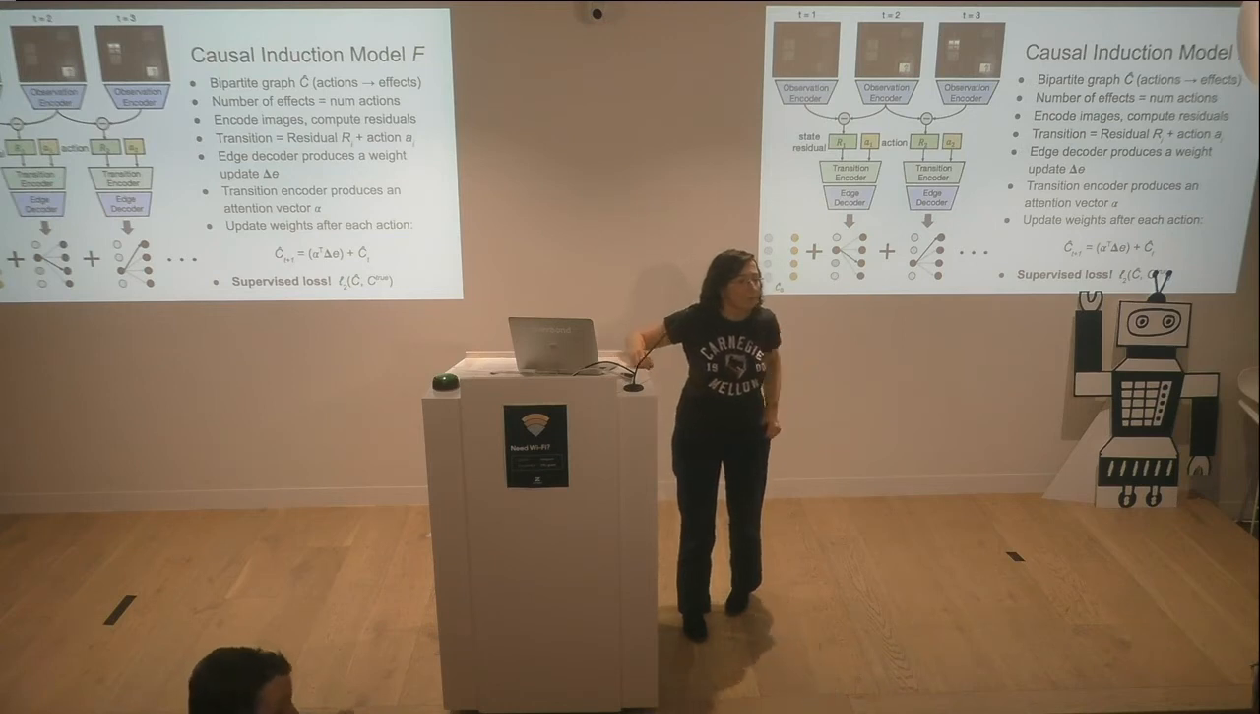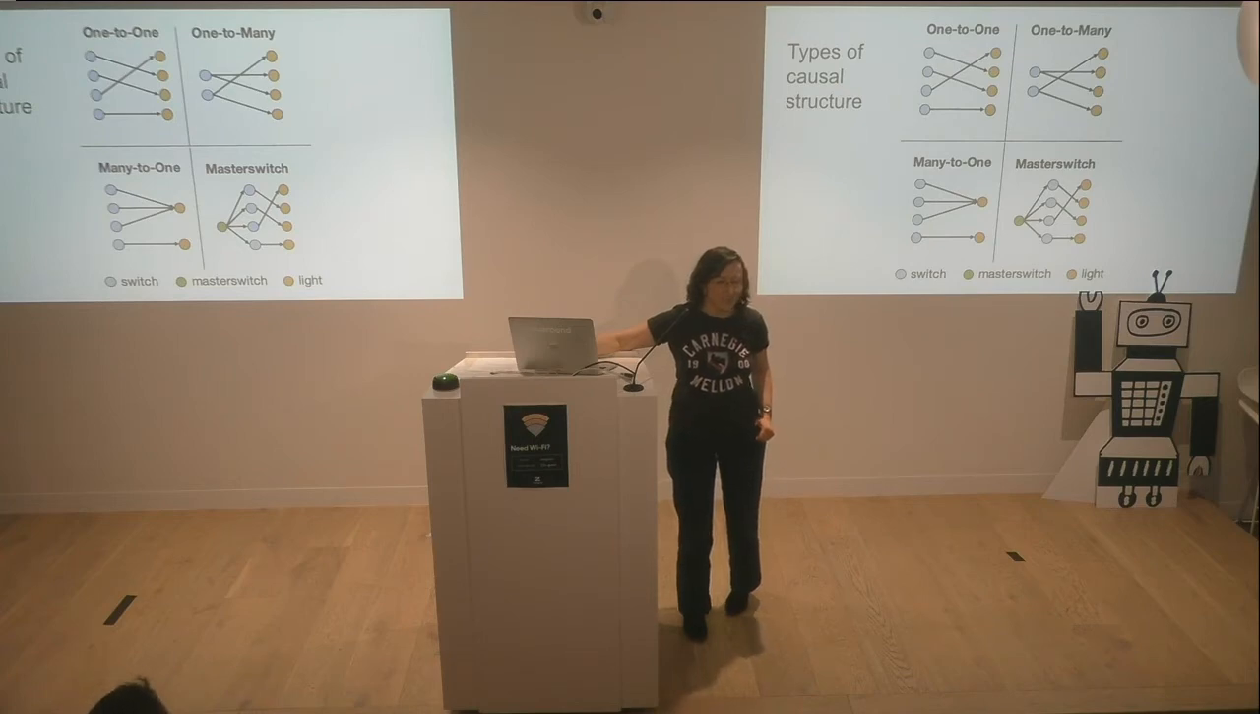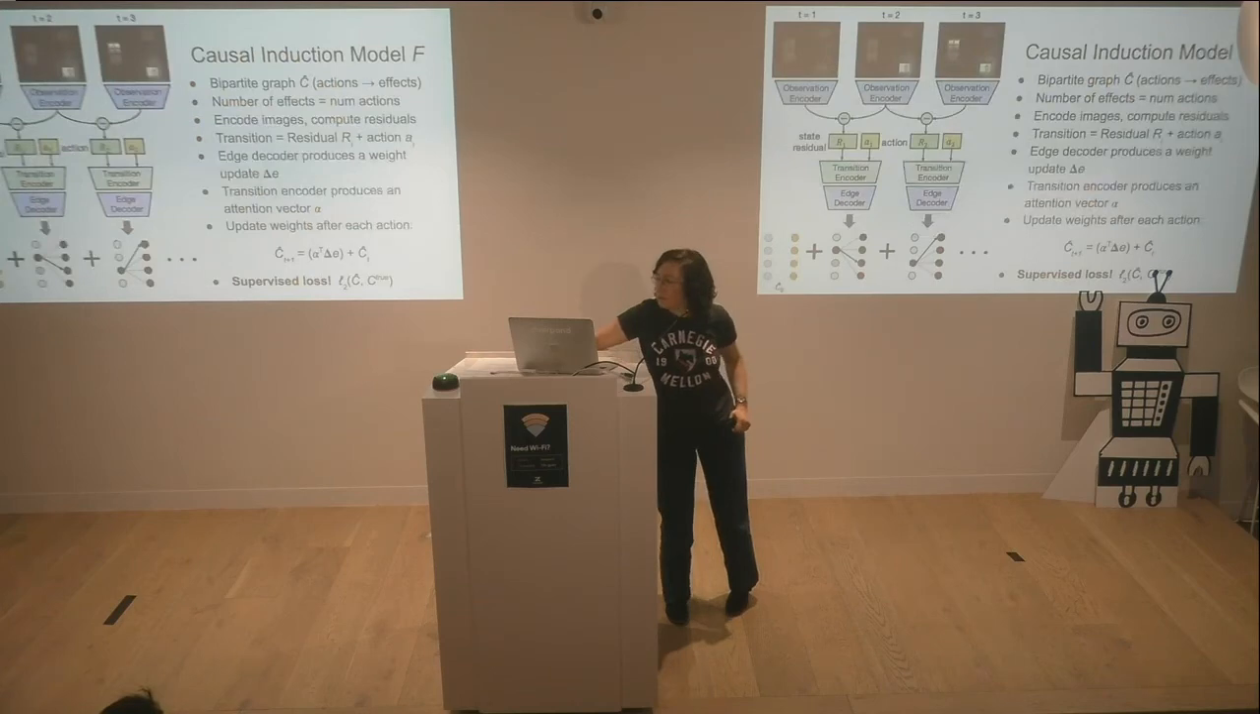Question? Graphs we're using are pretty simple. Yeah. They account for the... There are 4 kinds of causal structure that they consider. Pretty simple ones.